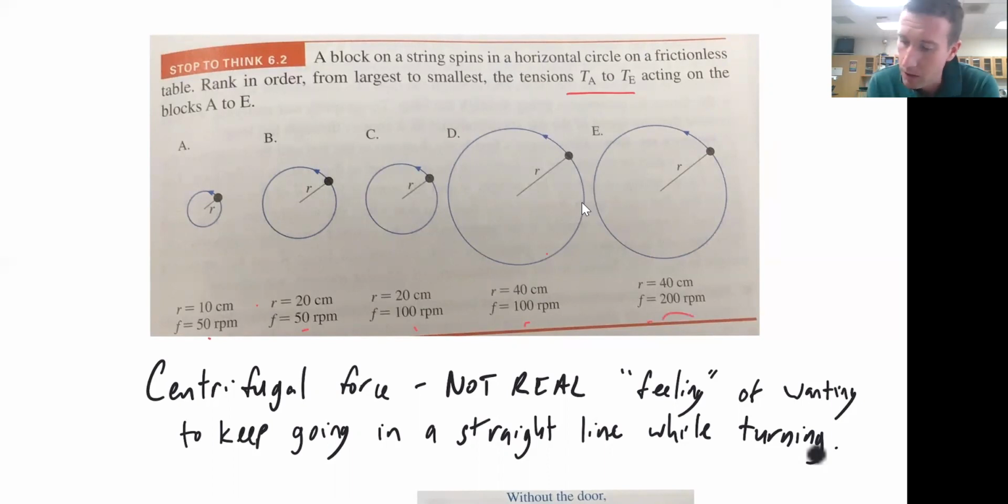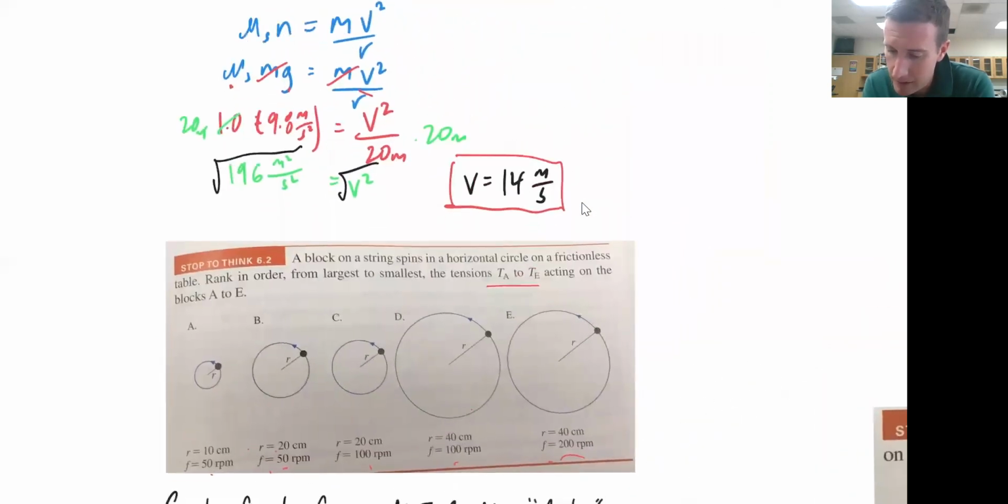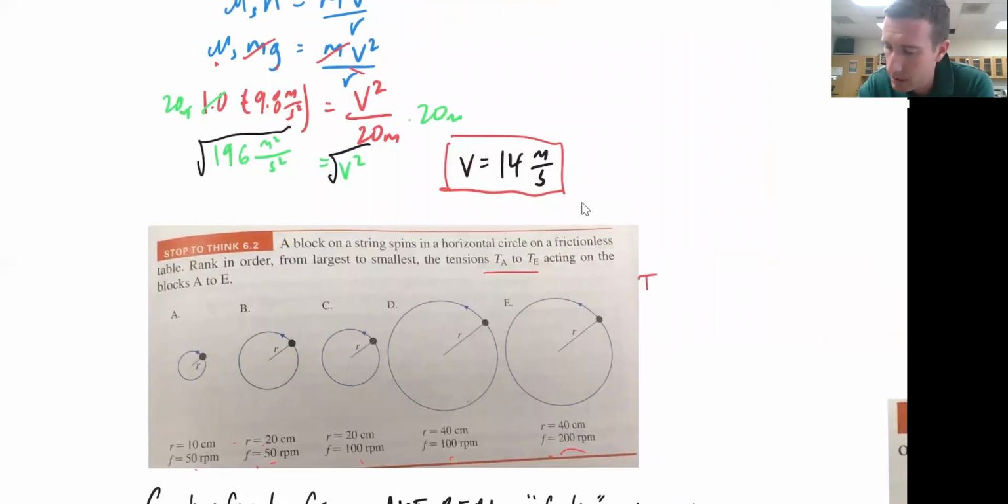Okay, so I need to find an equation that relates frequency, radius, and force. Now the mass of the block is the same every time. So I think I would use tension equals force, which is the mass times the centripetal acceleration, v squared over r.